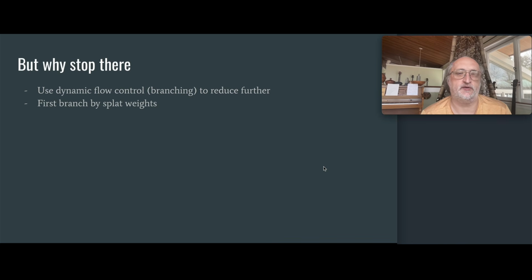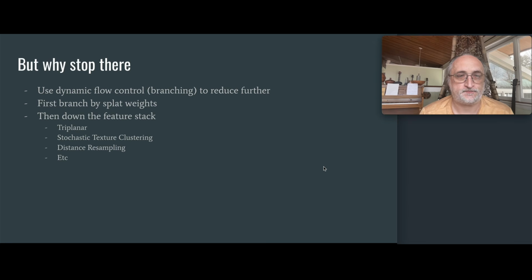So first, what I'm going to do is just branch by the splat weight. If it turns out there's only one texture set being used because it's a big plane of grass, why am I sampling the other 3, right? Or the other 16 if I wasn't doing my first kind of cut pass.